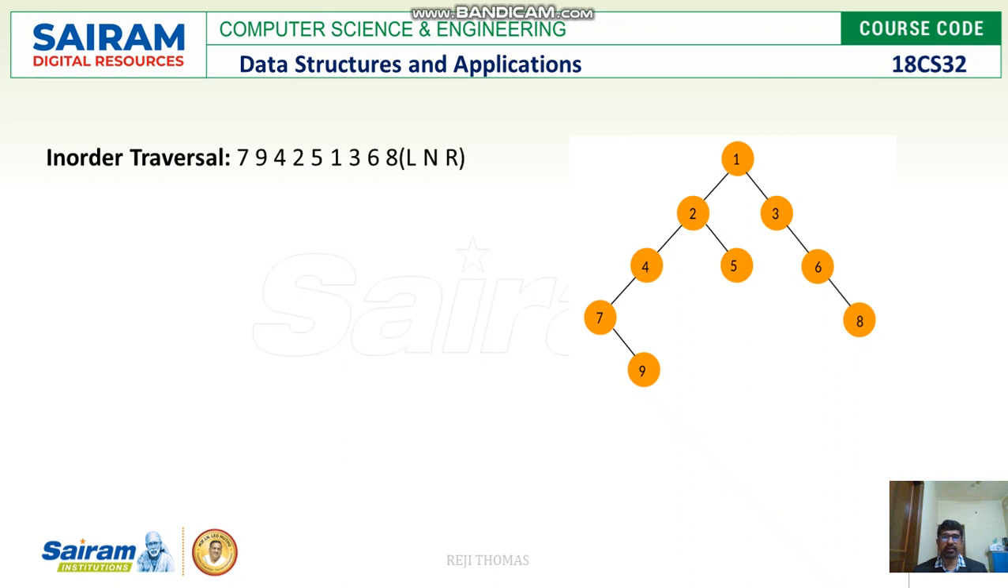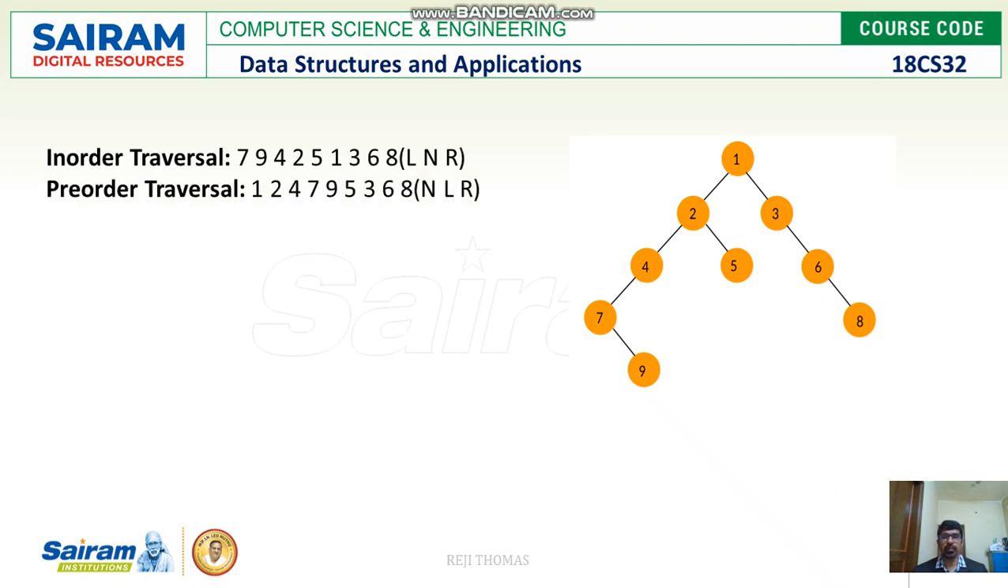So let us take another example where you can find a tree with 9 nodes. In-order is going to be L, N, R. So visit the left, which is 9. Then you visit the root, which is 7. Then you visit 4, then 2, then 5, then 1, then 3, then 6, 8.